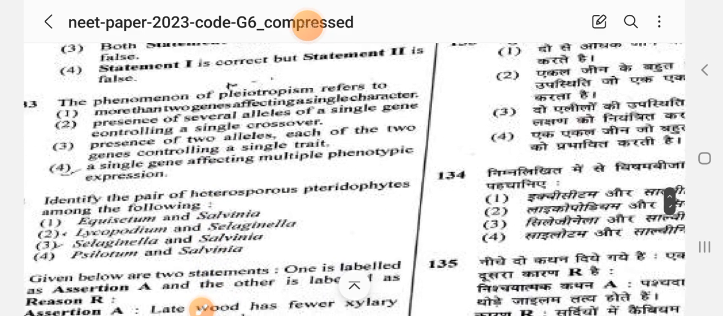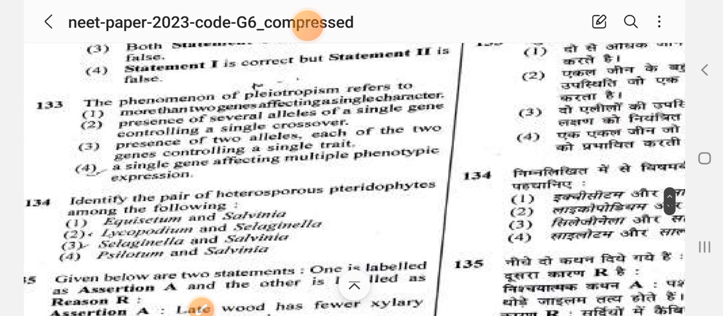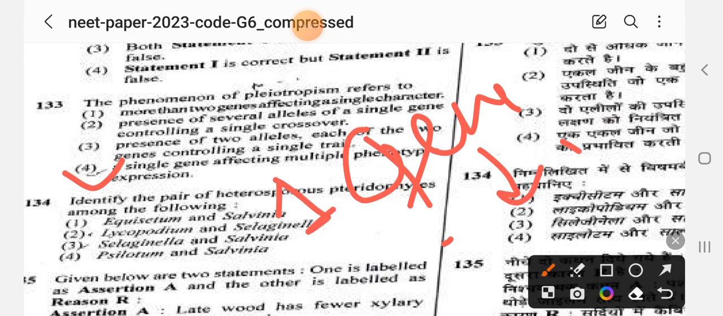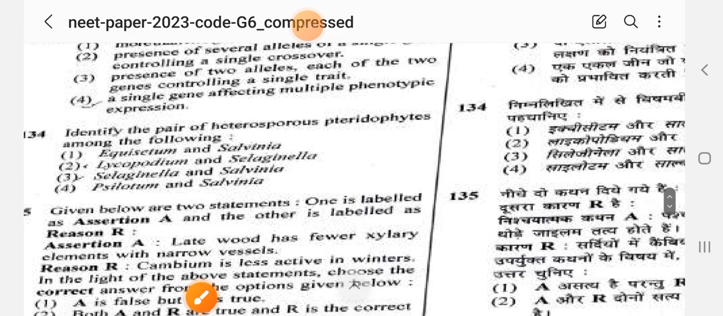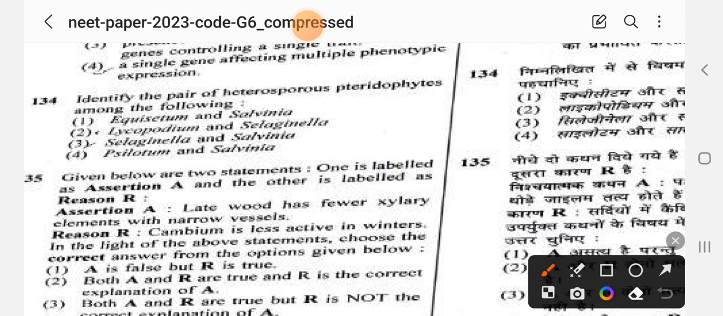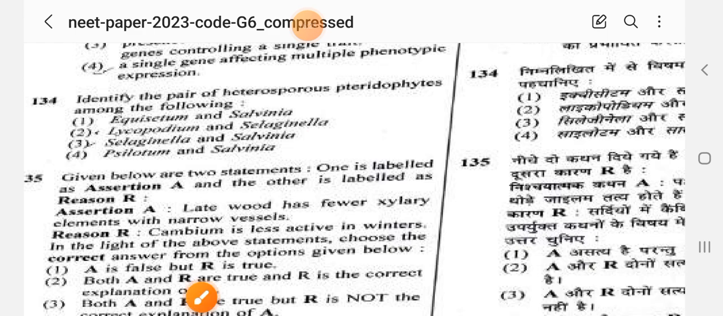Next question is like the phenomenon of pleiotropism refers to more than two genes, a single gene affecting multiple phenotypic expression. ये होता है प्लियोट्रॉपी का मतलब, एक जीन जो है, but it shows many phenotypes in different conditions. That is pleiotropism. Identify the pair of heterosporous pteridophytes among the following. So the answer would be Selaginella and Salvinia. This is heterosporous.